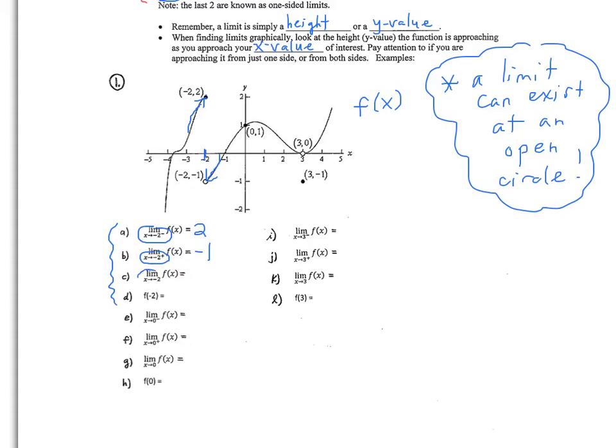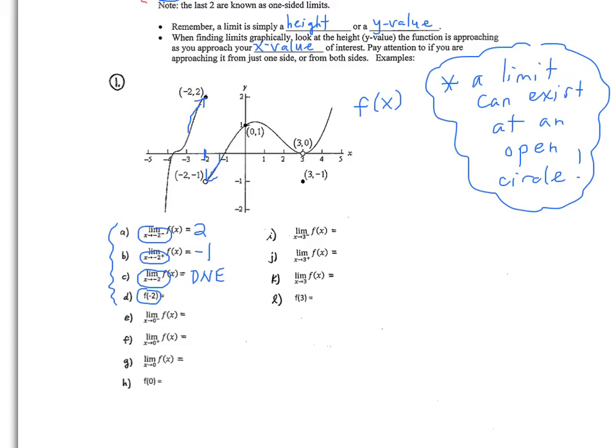So we're now asked to find the overall limit as we approach -2 from each direction. Well, we saw in the previous couple parts here that from the left it was 2, from the right it was -1. Because those do not match up, we say that our overall limit does not exist. Okay, if they were the same value, then our overall limit would be that same value. But because they're different, the limit does not exist. So DNE.